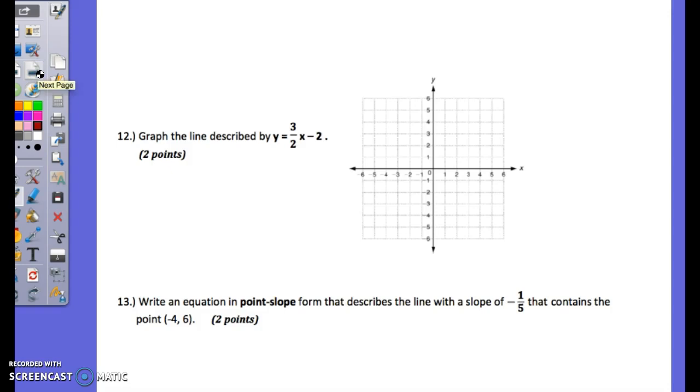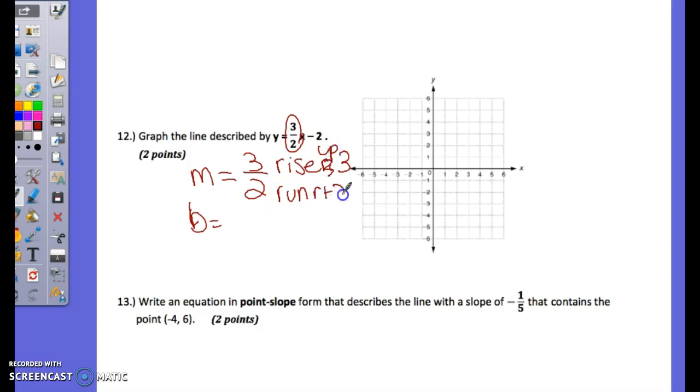Let's go to number 12, graph the line. So we know that our slope is 3/2, and our y-intercept is b. So I know that I rise up 3, and then you run to the right 2. But you start at negative 2 because that's your y-intercept. So you start at negative 2, go up 1, 2, 3 to the right 1, 2, up 1, 2, 3 to the right 1, 2, down 1, 2, 3 to the left 1, 2, and then connect.